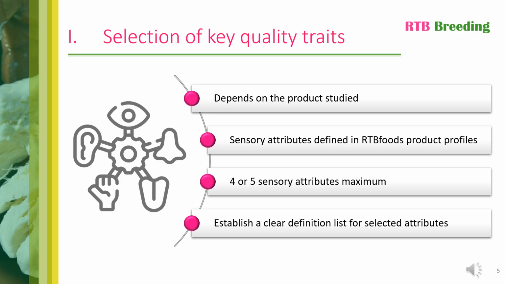The choice of sensory attributes used in the QDA test depends on the products you have selected. Normally, the sensory attributes of the various products have been defined in the product profiles of the RTB food projects. You will need to choose a maximum of 4 or 5 different attributes, and for each of them, you will need to establish a simple definition that the judges can understand.